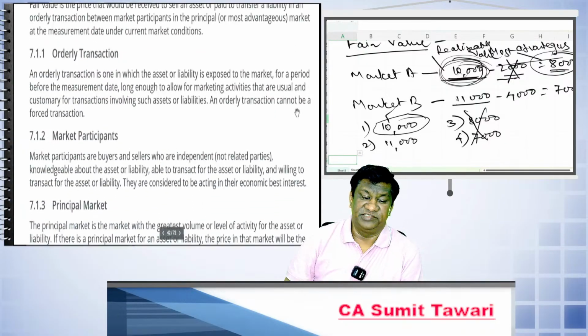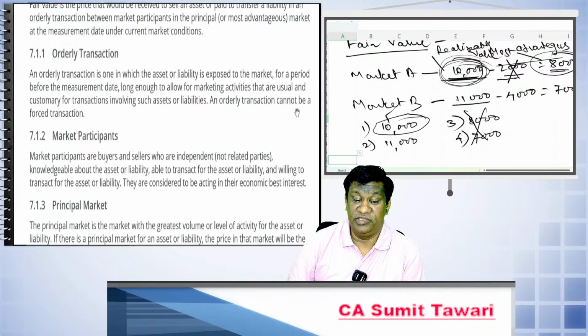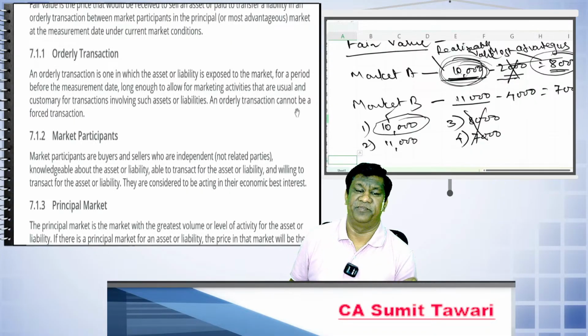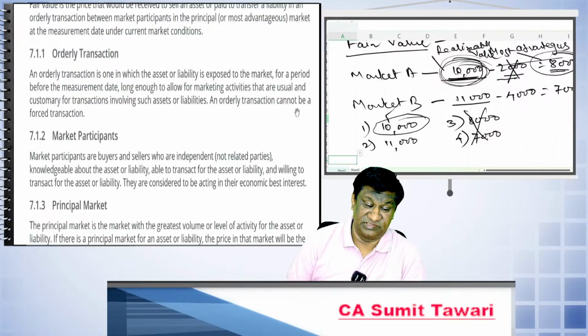An orderly transaction is one in which the asset or liability is exposed to the market for a period before the measurement date, long enough to allow for marketing activities that are usual and customary for transactions involving such asset or liability. An orderly transaction cannot be a forced transaction. Means in a normal scenario, whatever sale or purchase may happen, that is basically an orderly transaction.